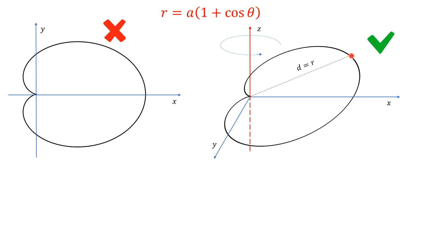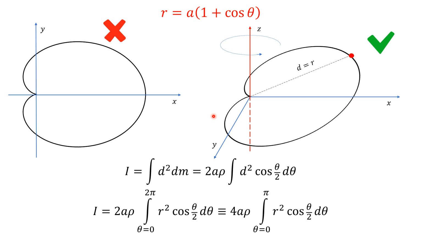So therefore d is equal to r, and therefore I, the moment of inertia, will be 2aρ times the integration of θ from 0 to 2π. Here we are taking limits of θ from 0 to 2π because our cardioid lies in all four quadrants. Therefore θ varies from 0 to 2π, and d is equal to r. So it is r² cos(θ/2) dθ, which is equal to 4aρ times the integration with θ varying from 0 to π.